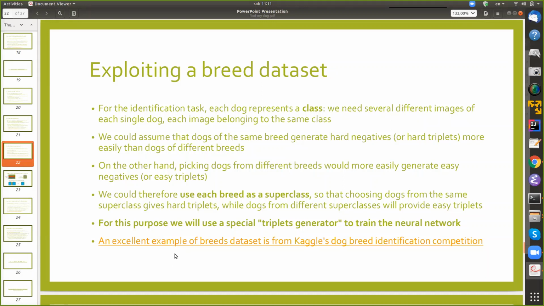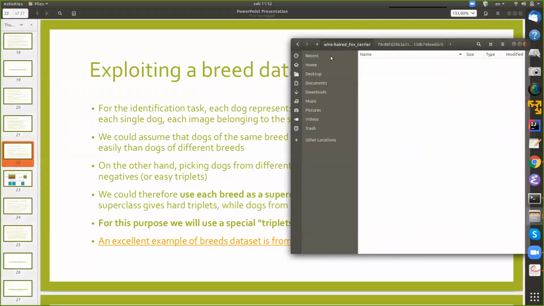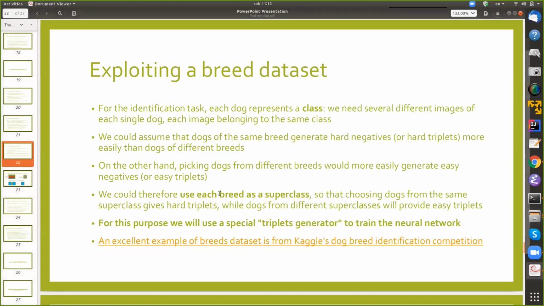One example, you will find the link also in the first notebook that I provided, the one with file name beginning with capital A. An excellent example of dataset classified in breeds is from Kaggle's dog breed identification competition. This dataset comes from ImageNet. And actually, it is based on work done by Stanford University. So it's a dataset that has already been used for working on the breed classification. And we will modify it in the way that I have shown to you in order to be able to train the network using the triplet loss.